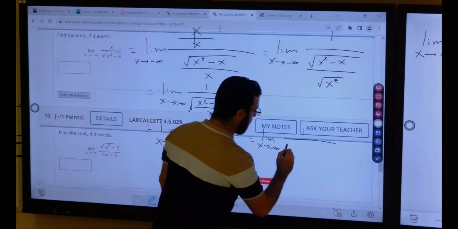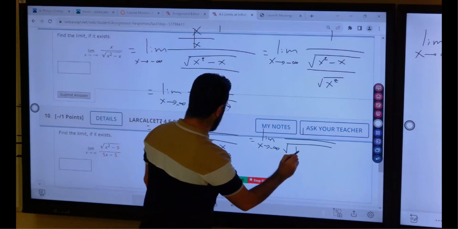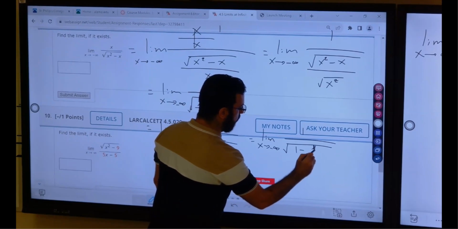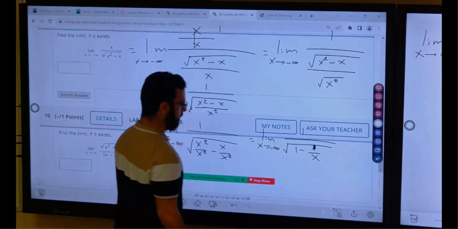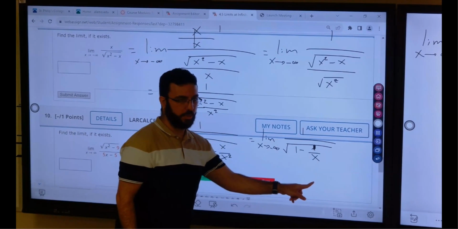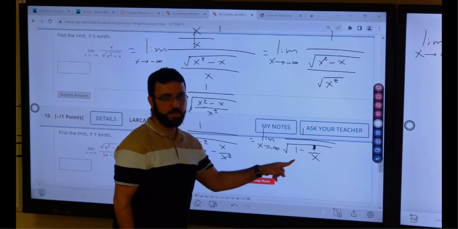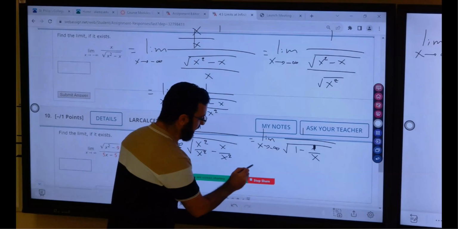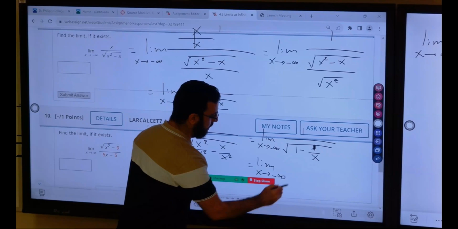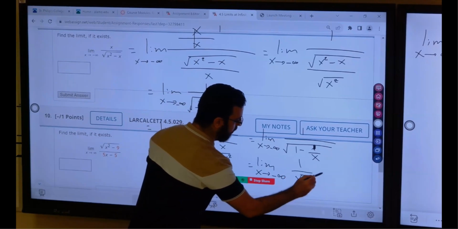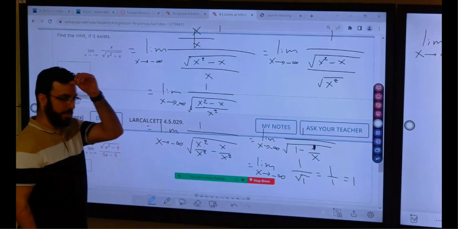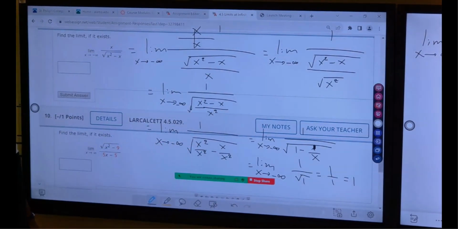One over the square root of 1 minus 1 over x. Now this is what? 0. The square root of 1 is 1. So that means the limit, when x goes to negative infinity, is 1 over the square root of 1, which is 1 over 1. You see? Is that cooler?